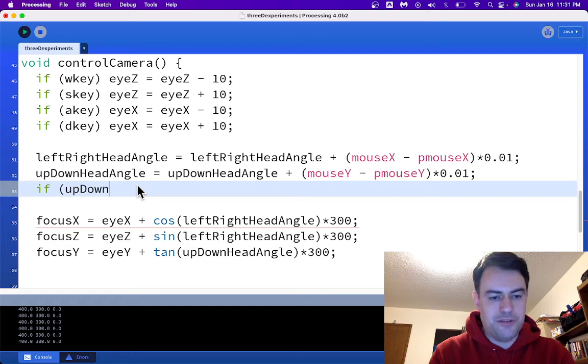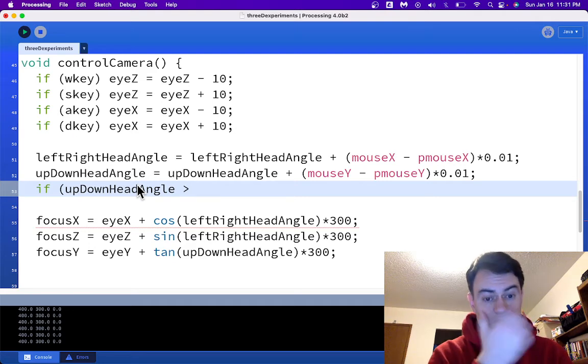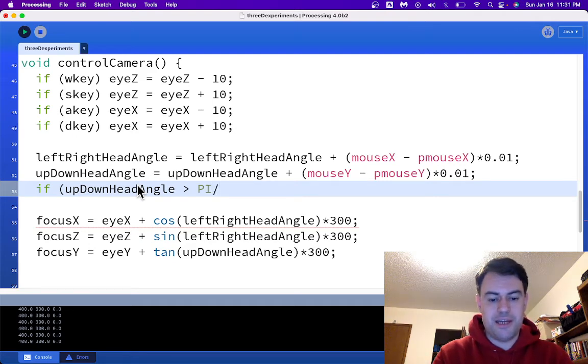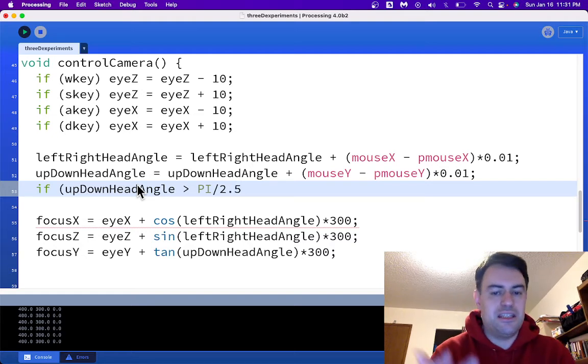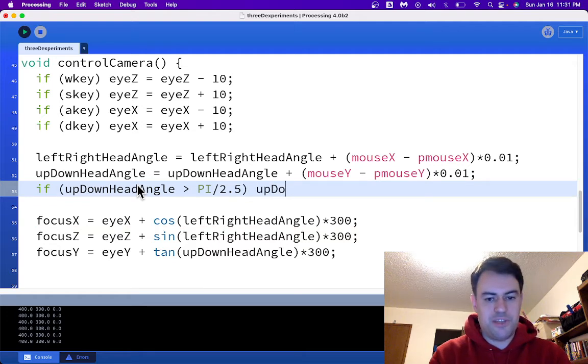So if up down head angle is greater than... I'm going to use radians here. Pi divided by 2 is 90 degrees, but I don't want to get to 90 because tan of 90 and negative 90 give me those ridiculous numbers. So I'll do 2.5. It won't be quite 90 degrees, it'll be like 80 degrees or something. I'm not sure exactly what that works out to, but some smaller number. So if it's greater than it, then I'll just set it to that. So up down head angle equals pi divided by 2.5.